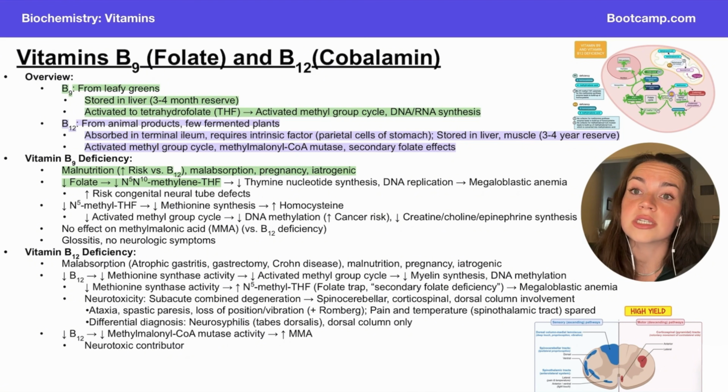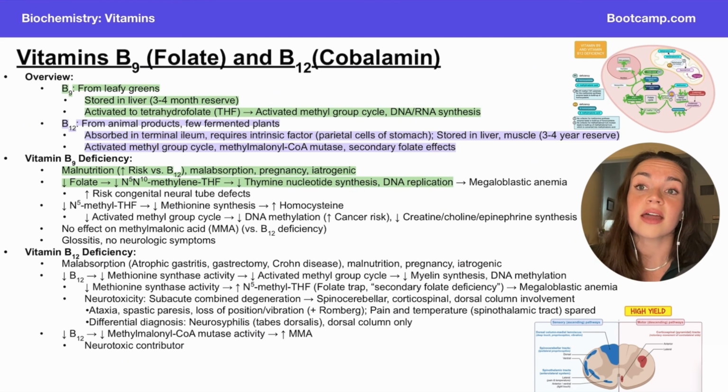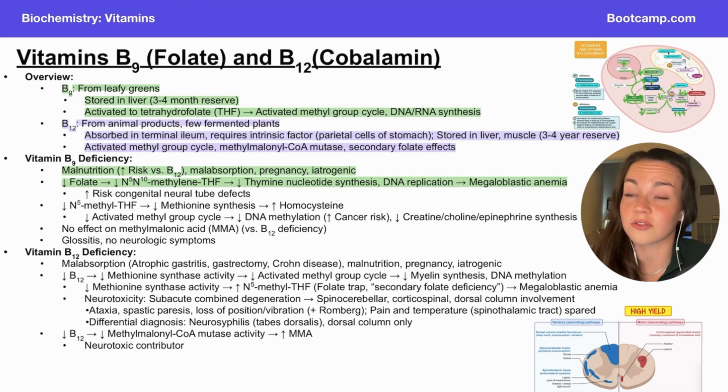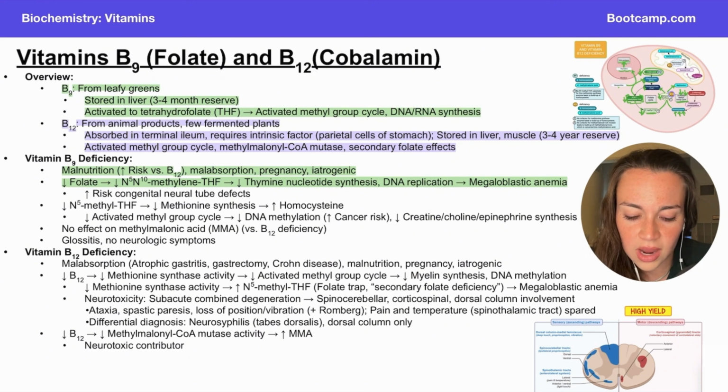That'll cause a decrease in the synthesis of thymine nucleotides, which is important in DNA synthesis and DNA replication. When we have a problem with DNA synthesis, that creates a very specific kind of anemia called megaloblastic anemia. Go check out the hematology unit for all the details on megaloblastic anemia. But another important thing to know is that because DNA replication is being impeded in this folate deficiency, we'll also have an increased risk of congenital neural tube defects.